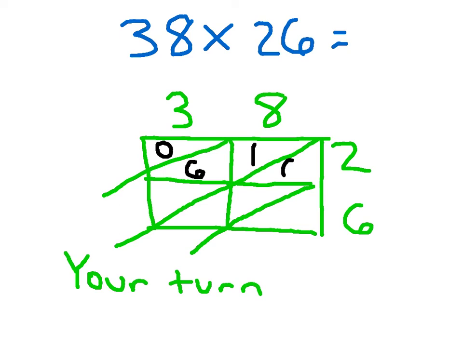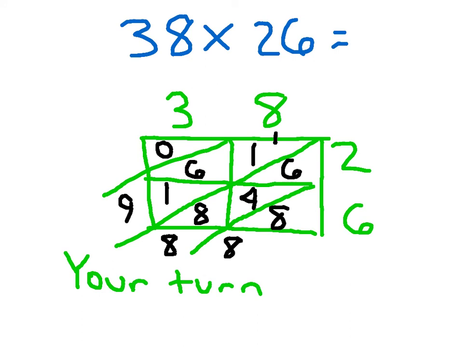8 times 2 is 16. 3 times 6 is 18. 8 times 6 is 48. Check your numbers within your lattice grid. Remember, we add along the diagonals. Did you add correctly there? 8. 6 and 4 is 10. Plus 8 is 18. 8. Regroup the 1. 1 plus 1 is 2. Plus 6 is 8. Plus 1 is 9.